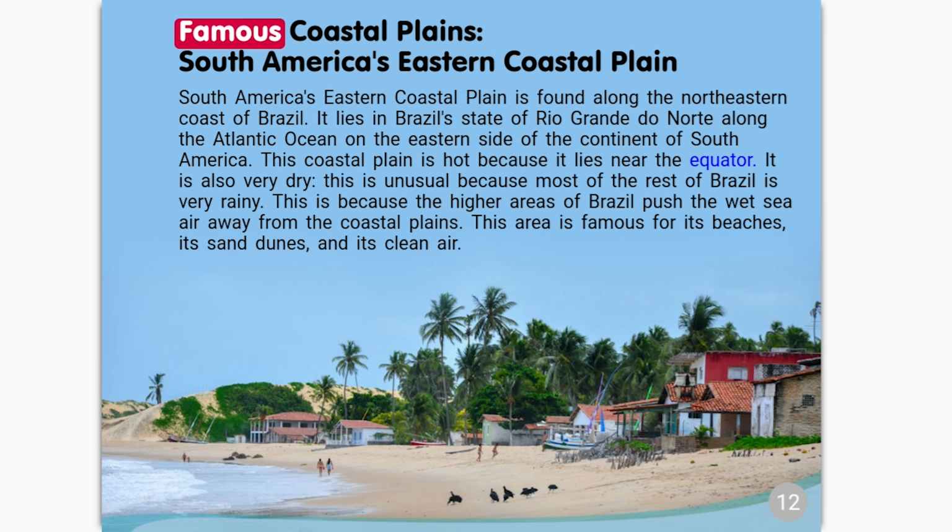Famous coastal plains, South America's eastern coastal plain. South America's eastern coastal plain is found along the northeastern coast of Brazil. It lies in Brazil's state of Rio Grande do Norte, along the Atlantic Ocean on the eastern side of the continent of South America. This coastal plain is hot because it lies near the equator. It is also very dry.